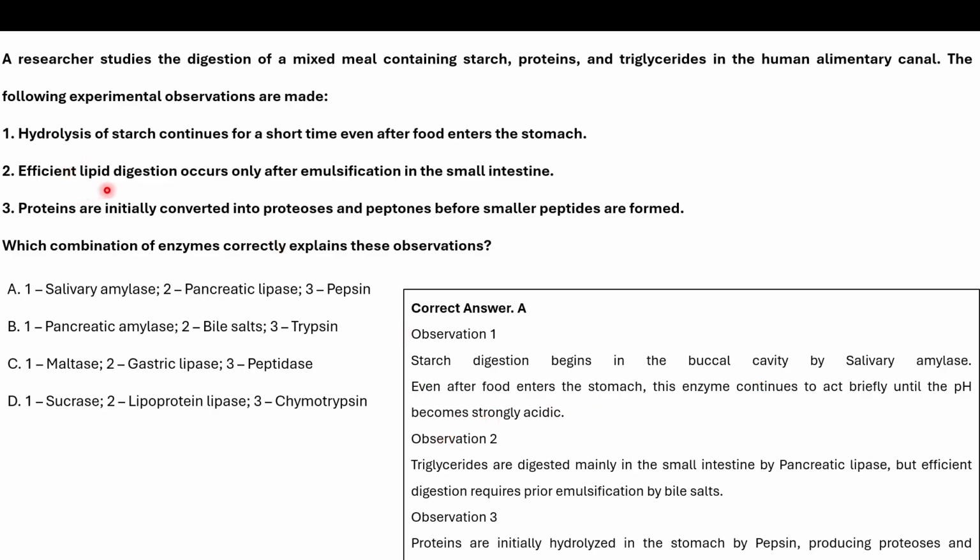Next, efficient lipid digestion occurs only after emulsification in the small intestine. Triglycerides are actually digested mainly in the small intestine by the pancreatic lipase enzyme, but efficient digestion actually requires proper emulsification by bile salts. Then comes proteins, which are initially hydrolyzed in the stomach by pepsin, producing peptones, which are later converted to smaller peptides by pancreatic enzymes. Correct option will be this one, option A.